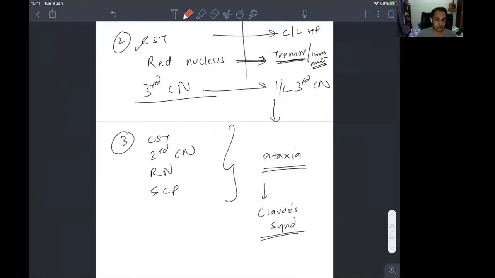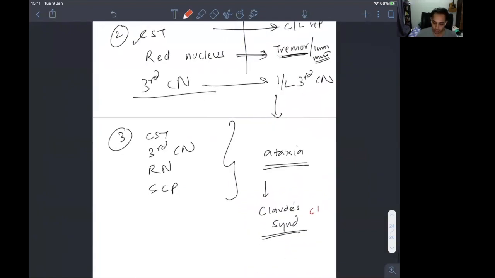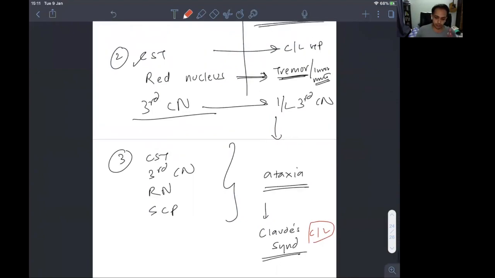Somebody asked, ataxia on which side? Ataxia is usually on the contralateral side. There is another syndrome called Nothnagel syndrome in which the ataxia is more on the ipsilateral side, but we won't go into that. This much is enough for midbrain strokes.